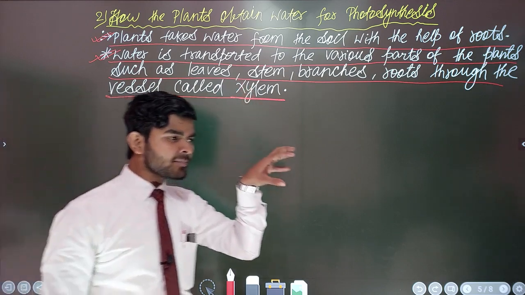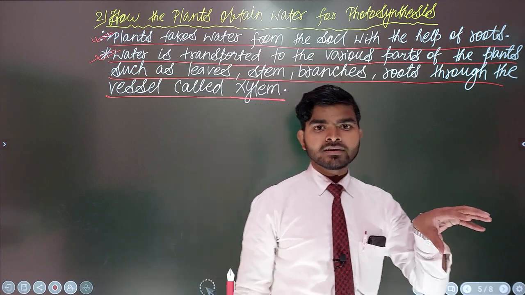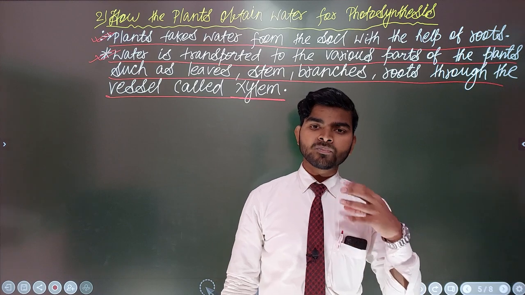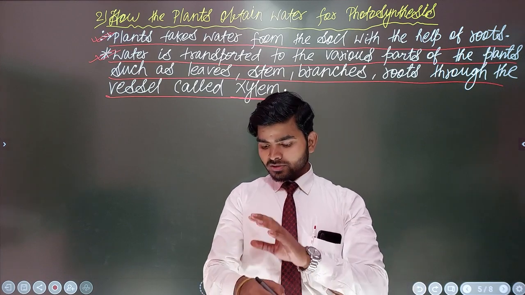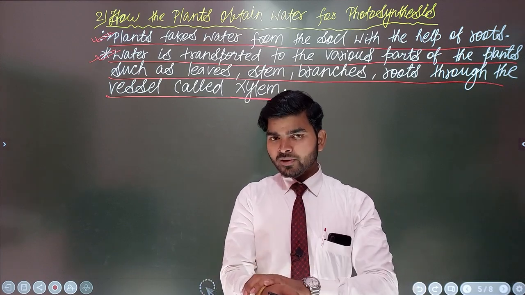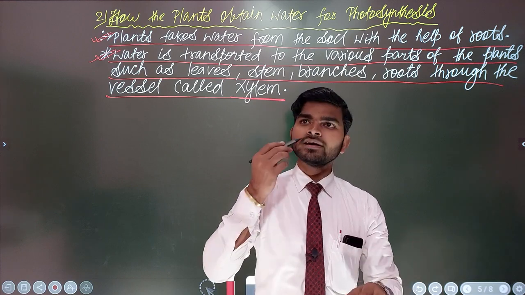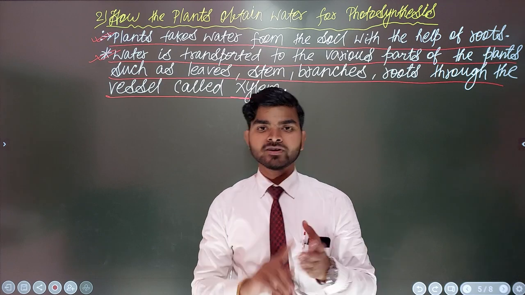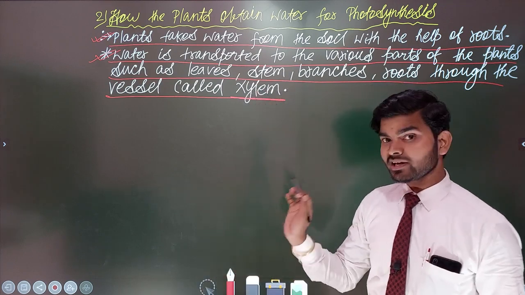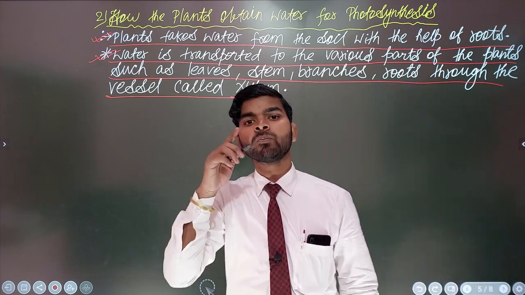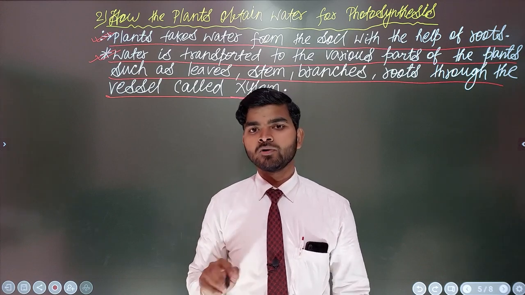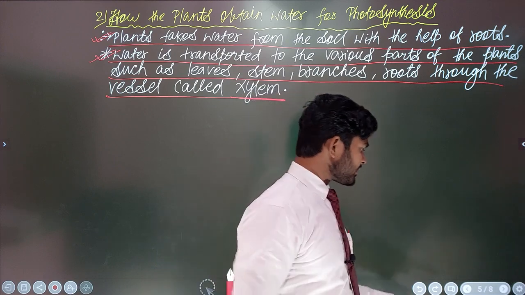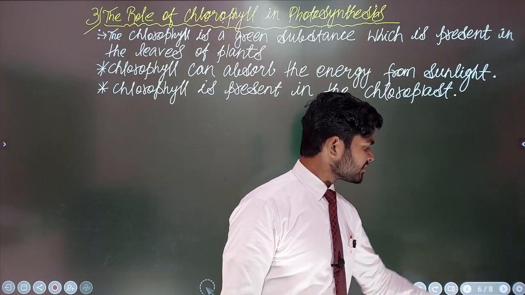So xylem is a vessel, and its role is that the water comes or goes into this branch, that branch, and many more different parts of the plants through a vessel named xylem. Xylem is responsible for the transportation of water in plants. Okay, I hope the concept is clear. Now let us talk about the next one.